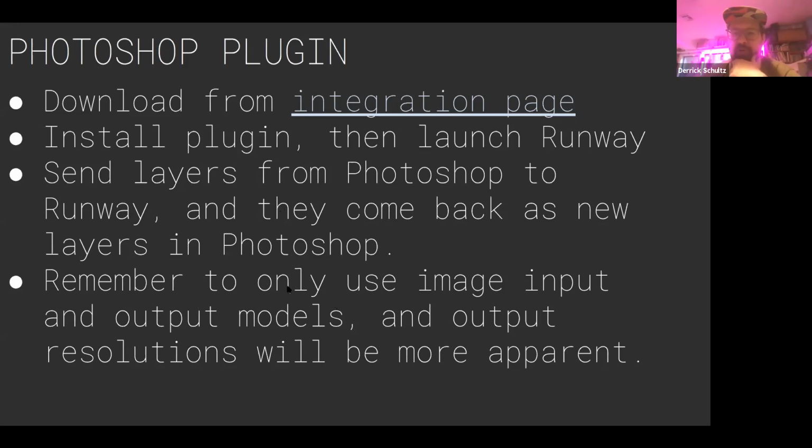Because it's Photoshop, you can only use image inputs and image outputs. So using image-to-text isn't really going to work, right? You can send an image, but getting text back probably isn't going to help you. Or I don't think it even supports giving you text back. So you might think that would be a nice way to caption some images, but unfortunately I don't think it works that way.